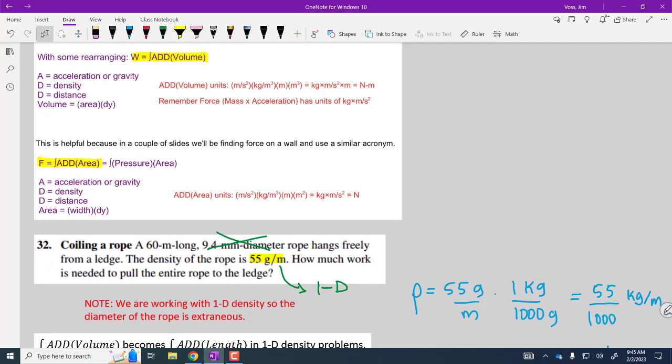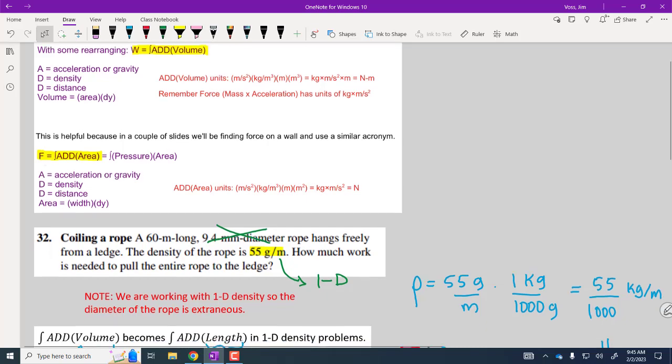So when we're finding work, we have ADD volume. When we're finding force, we have ADD area. That should make perfect sense, because if we multiply by one more dimension of length, area will become volume, and we know force times distance is work. So if we added one more distance in here, the area becomes a volume, and we've gone from force to work. So that's our focus.